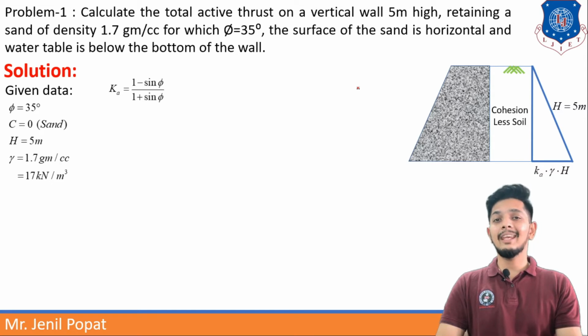So let us find out Ka, the active earth pressure coefficient Ka. Ka is 1 minus sin phi upon 1 plus sin phi. Phi is given as 35.